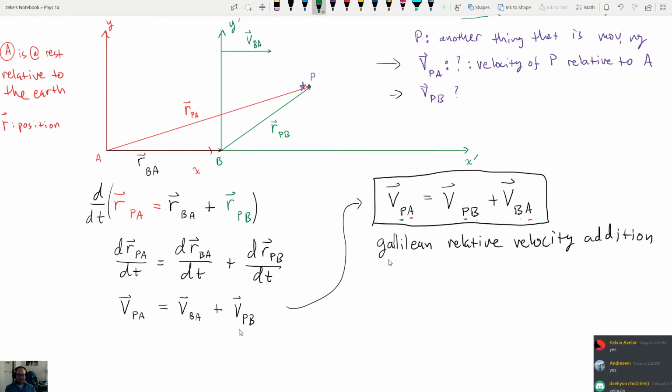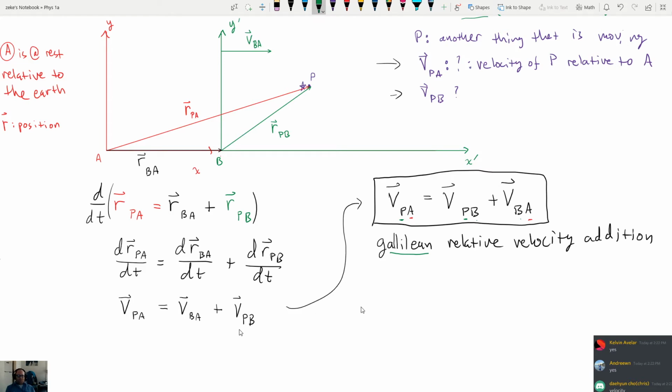So we call this Galilean relative velocity addition because it was first written down or understood by Galileo. I think other people probably understood this before him, but this is the name that we give to it. And the reason why we don't just call it relative velocity addition is because Einstein figured out that when you go really, really fast, this doesn't work anymore. This is no longer true. We'll talk about that here in a little bit. So let's apply this to the first example that I gave, okay?